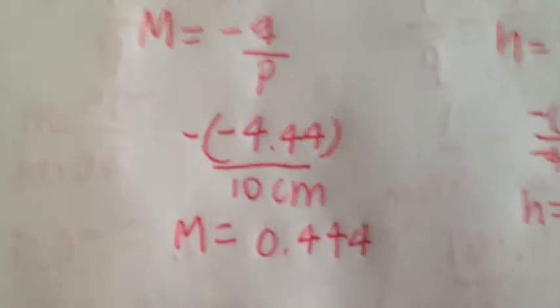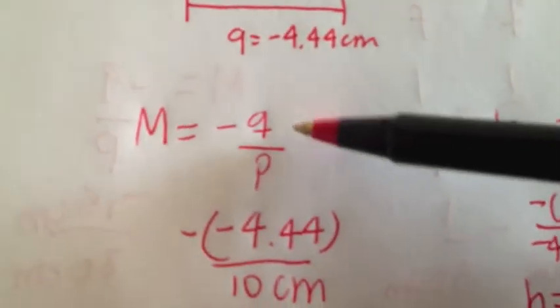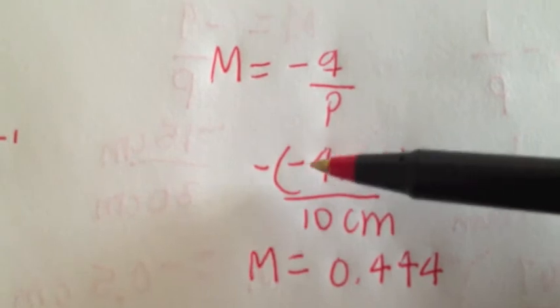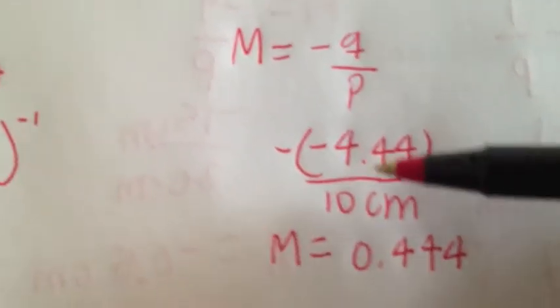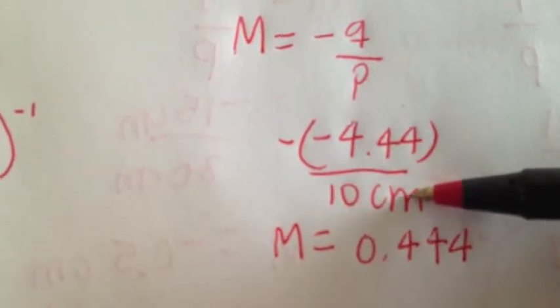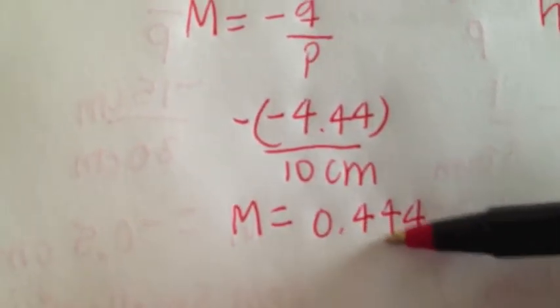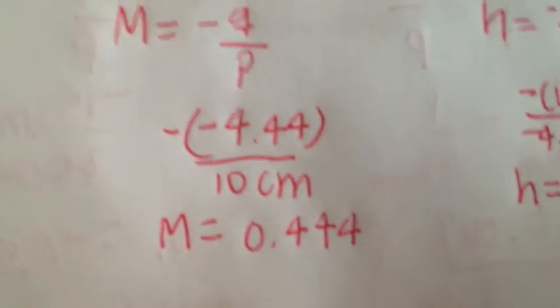Now moving on to the magnification, the equation is negative Q over P. Because this is already negative, it just changes and becomes positive. So 4.44 divided by 10 centimeters equals 0.444 for the magnification.